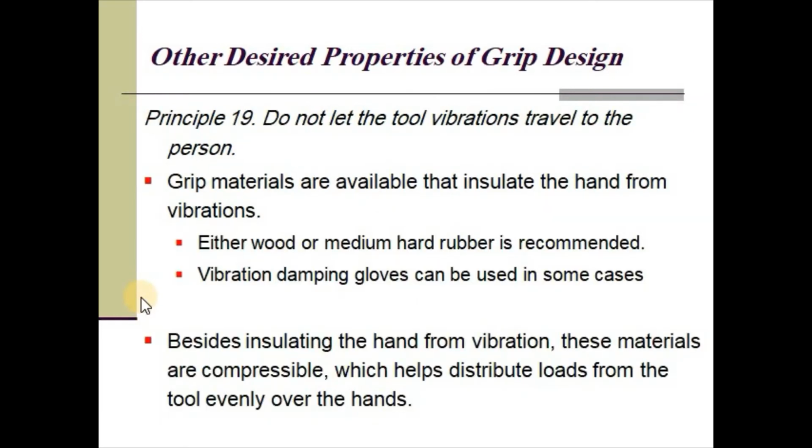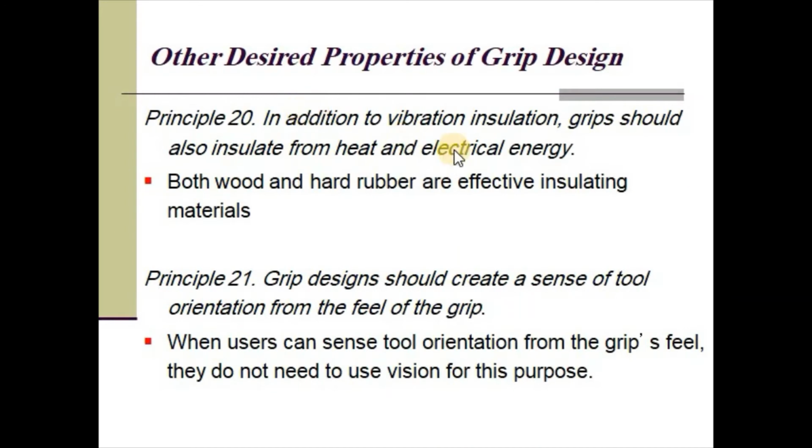So when the grip in front of the hand is made larger, this is another desired property of grip design. Moreover, the grip material, which can be either wood or medium hard rubber, should be used to insulate the hand from vibrations. In other cases, vibration damping gloves can be used. And in general, these materials are compressible. This also helps distribute the load from the tool evenly over the hand. Moreover, the grips should also insulate from heat and electrical energy. As we mentioned, wood and hard rubber are also effective insulating materials.